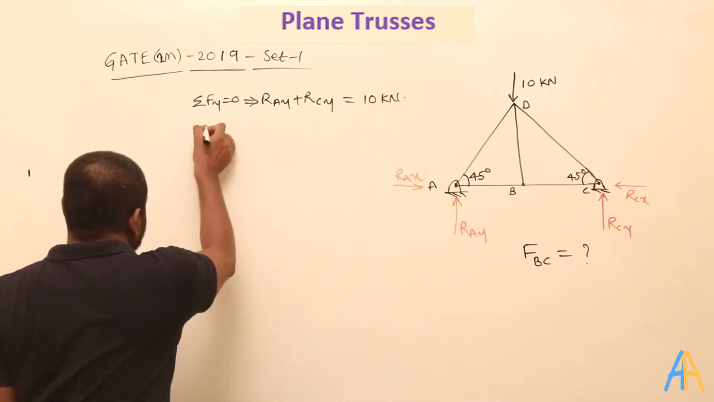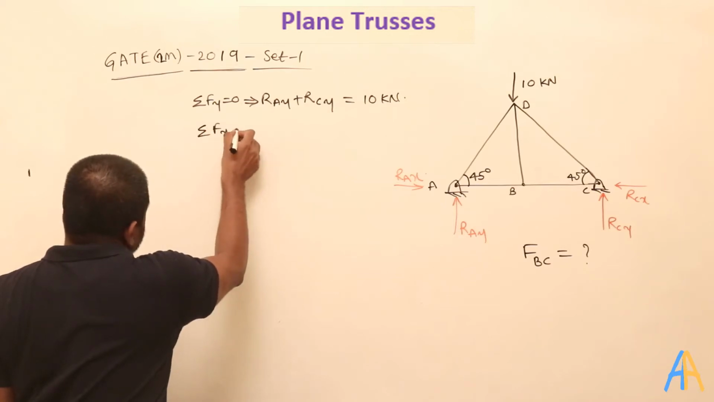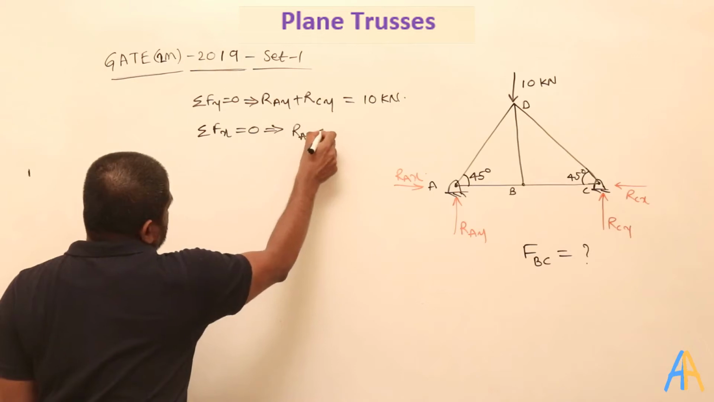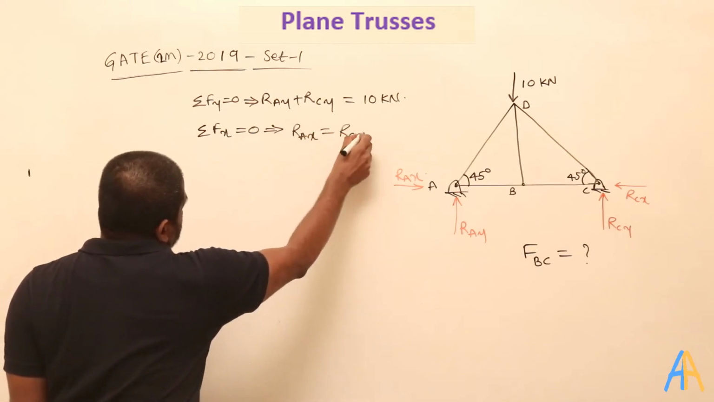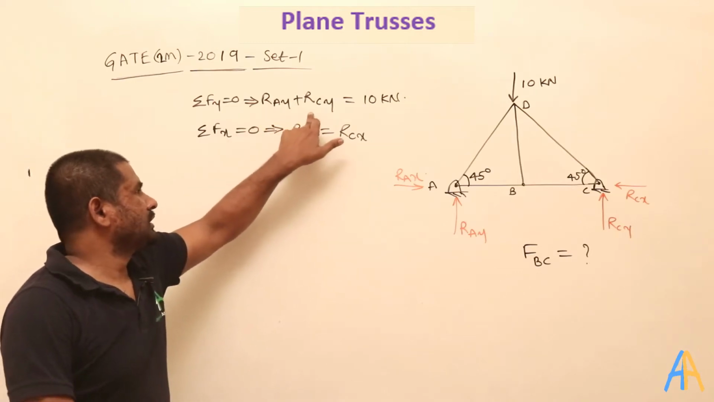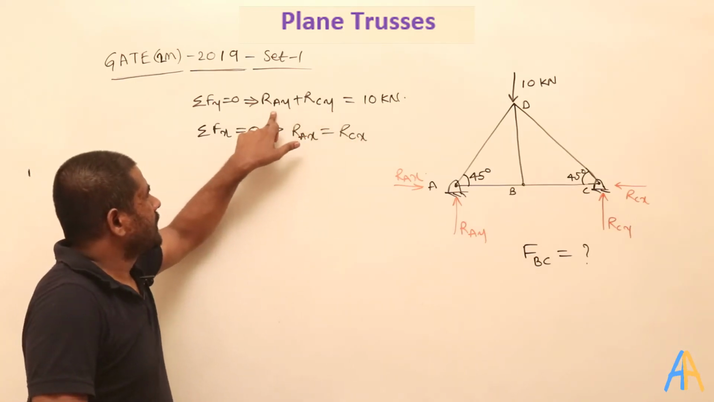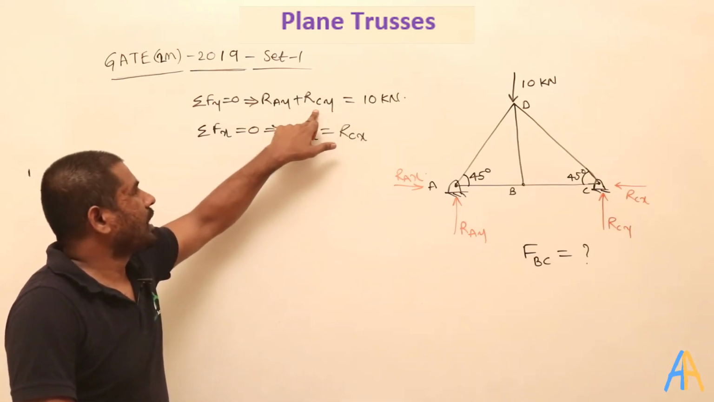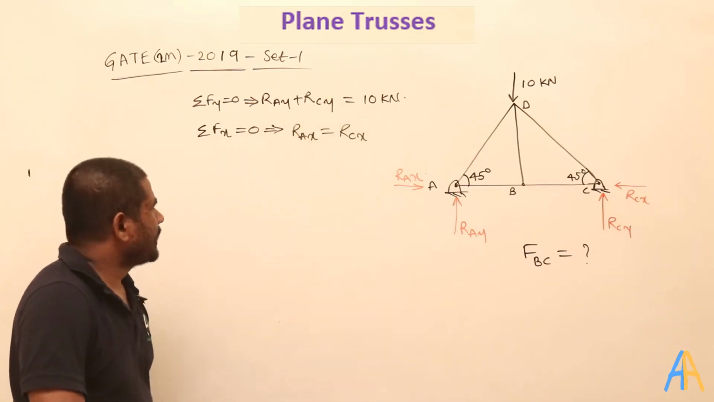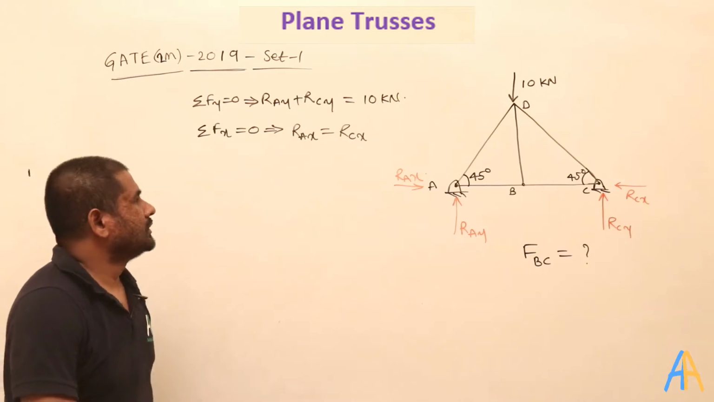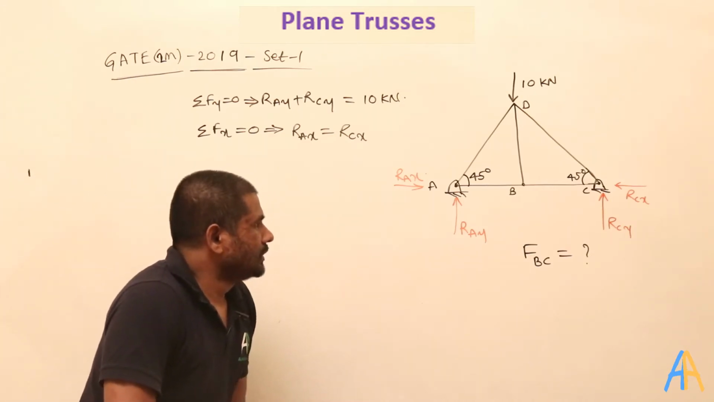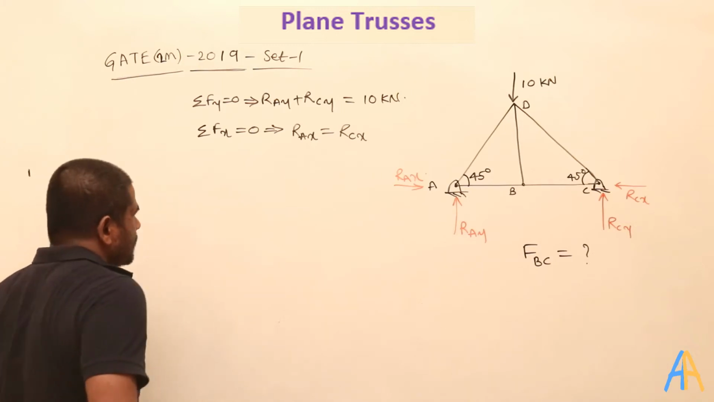And sigma Fx equal to 0, that means here RAX equal to RCX. Actually, in the examination, because of the symmetry, RAY equal to RCY equal to 5 kN, straight away we will write like that. But anyway, here we will try to see this. So here I will apply moment at A.